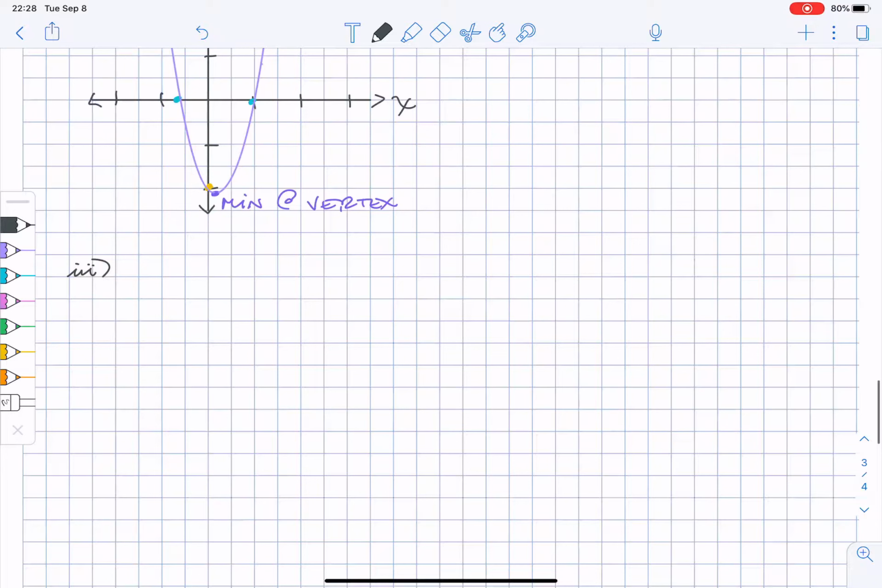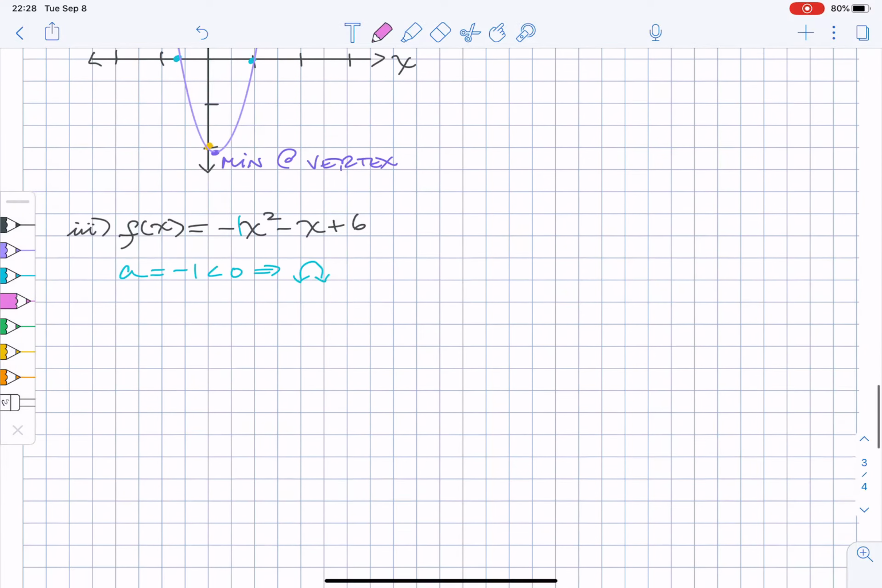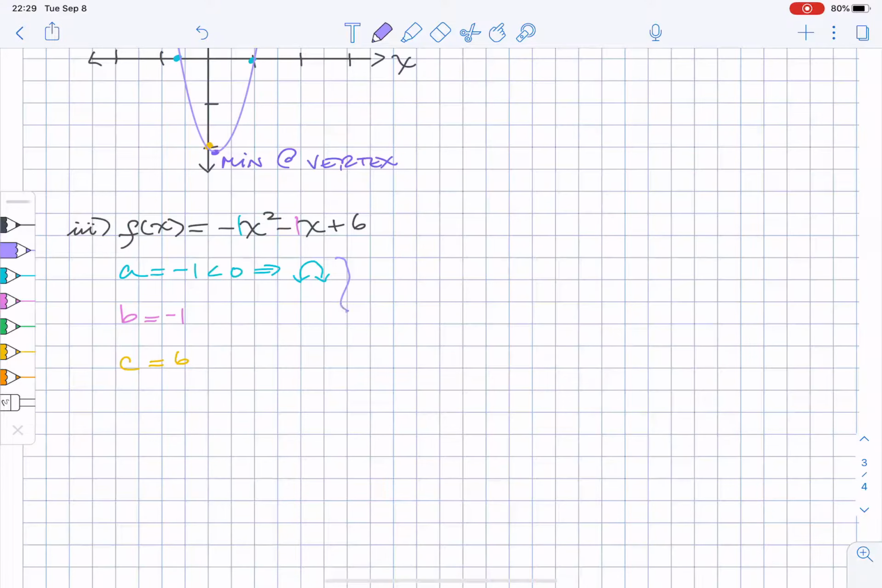Okay, so let's have f of x be equal to, let's do a negative so it opens down, negative x squared minus x plus 6. Okay, so now in this case, we have that a, the coefficient of x squared, is negative 1, which is less than 0. So finally we're opening downwards. My B, what color did I use for B? Pink. Okay, so B is going to be -1, and C is 6.